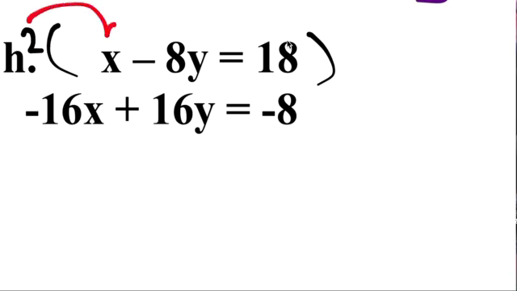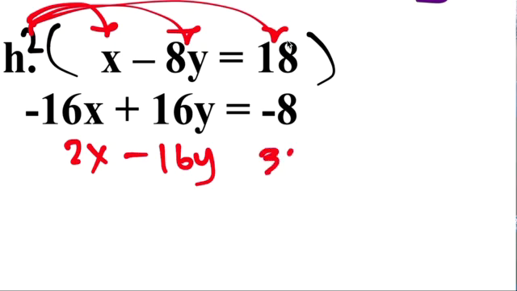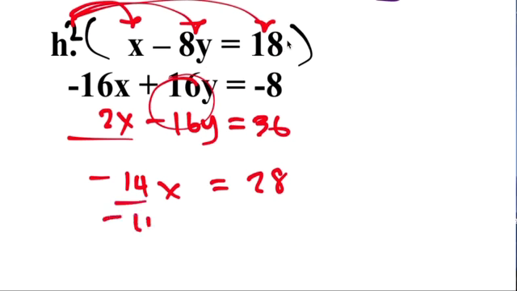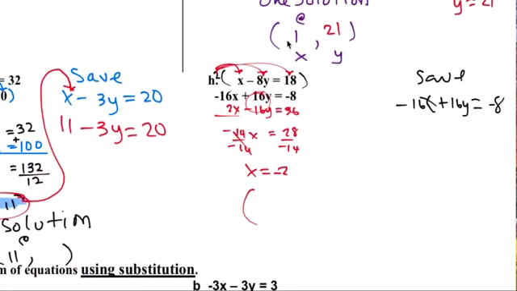So that's going to be positive 2x. That's going to be minus 16y. That's going to be 36. That's 0 there. That's negative 14x equals 28 positive. Divide by negative 14, divide by negative 14, x equals negative 2. So it's one solution, right?